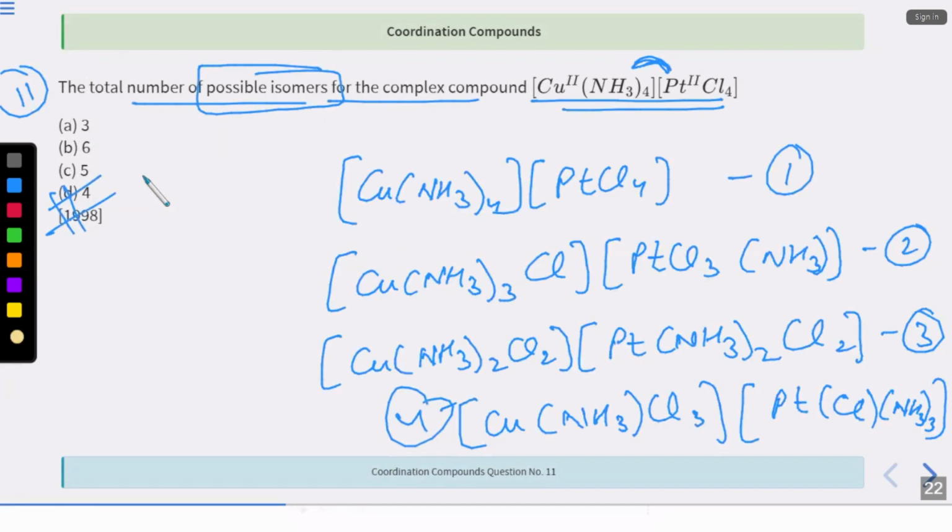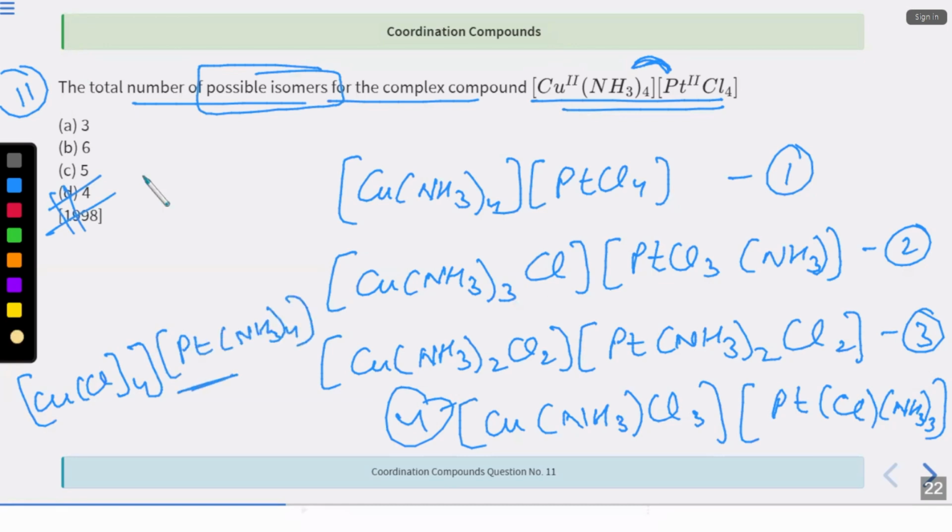Okay, so we are missing one, I guess. Oh, okay, so we are missing this one: [CuCl4][Pt(NH3)4].